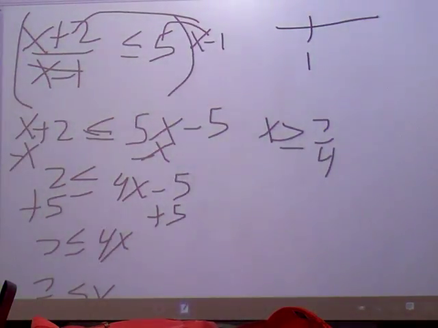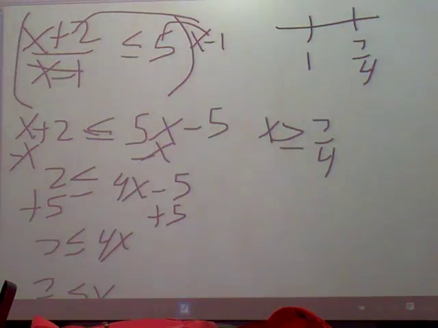Alright, 7/4. That's bigger than 1, isn't it? Because 4/4 would be 1, so it needs to go to the right of 1. Since I led you wrong with my common sense thinking, I'm not even going to go there. We're going to test all 3 of those sections. So pick a number to the left of 1. 0 is a good one.